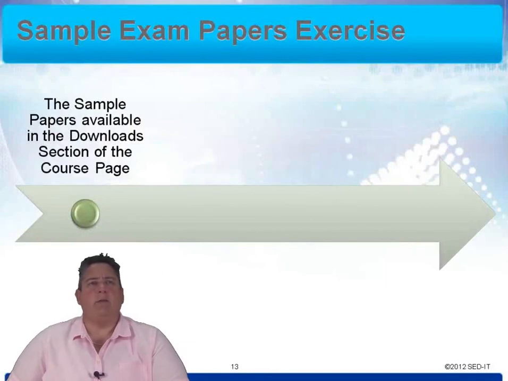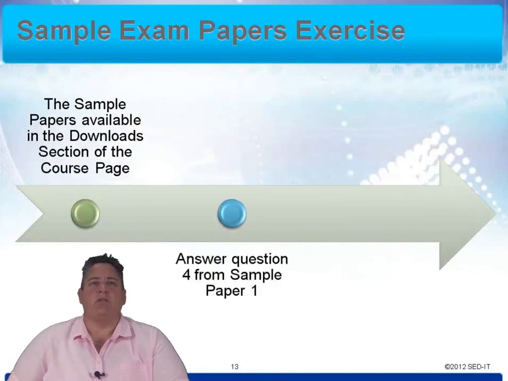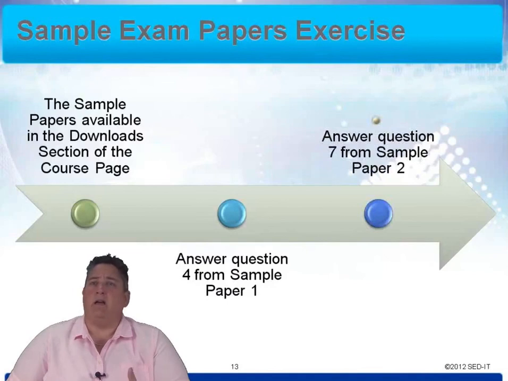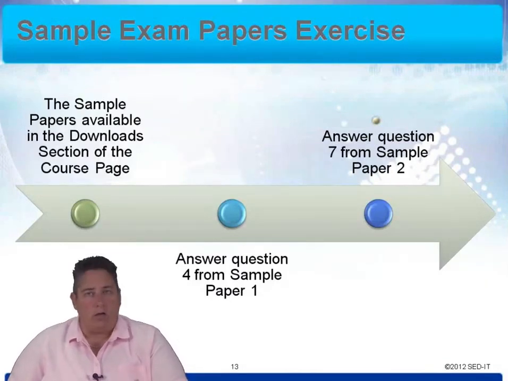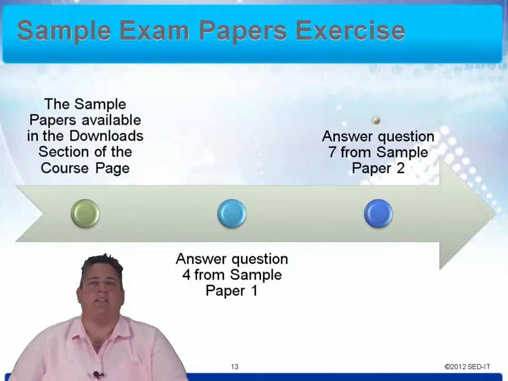Okay, so at this point in time, go ahead and download those sample papers. If they're from the download section of the course page, you can answer question number 4 from sample paper 1 and question number 7 from sample paper 2. Once you've completed those 2 questions, make sure you read the justifications, read all of the justifications, and make sure that you understand why each question is scored as it is. If you've missed a question, make sure that you review the information that's been provided here, as well as any and all resources you have at your disposal, and hopefully that includes the official volumes from the ITIL library.